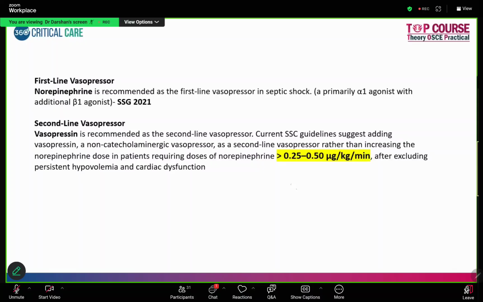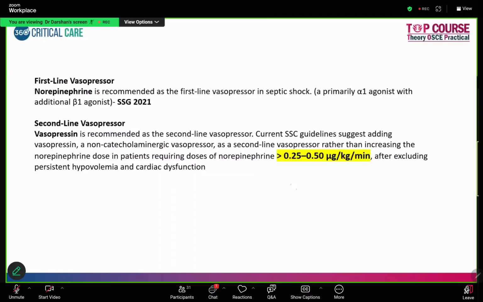First line, according to SSC, norepinephrine is the first treatment of choice. The predominant action is on the alpha 1 receptor, and it also has additional beta 1 agonist activity. Second line, we use vasopressin, again based on the SSC guidelines. When do we start vasopressin? Usually when we are not able to achieve a MAP target of more than 65 mm Hg while giving norepinephrine at more than 0.25 to 0.5 microgram per kg per minute. You have to remember this: 0.25 to 0.5 microgram per kg per minute is the cutoff for adding the second line vasopressor, that is your vasopressin.